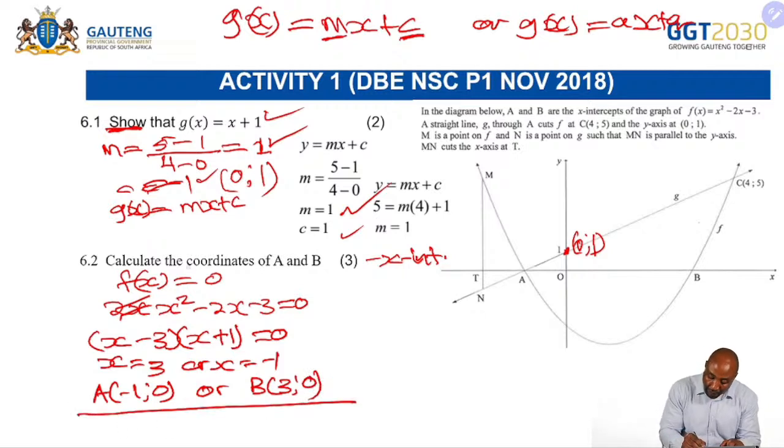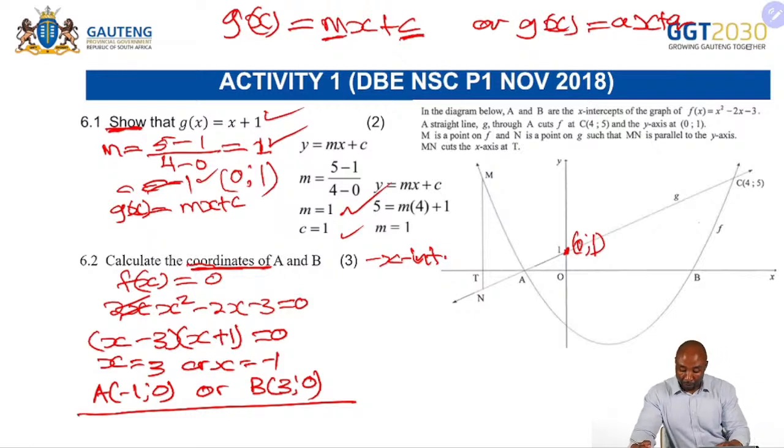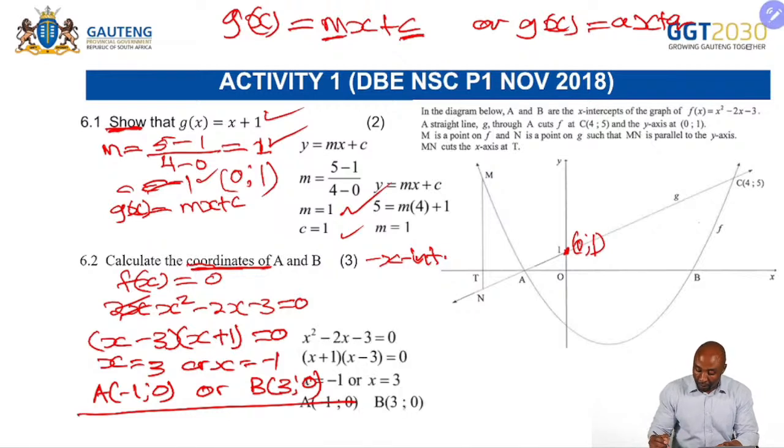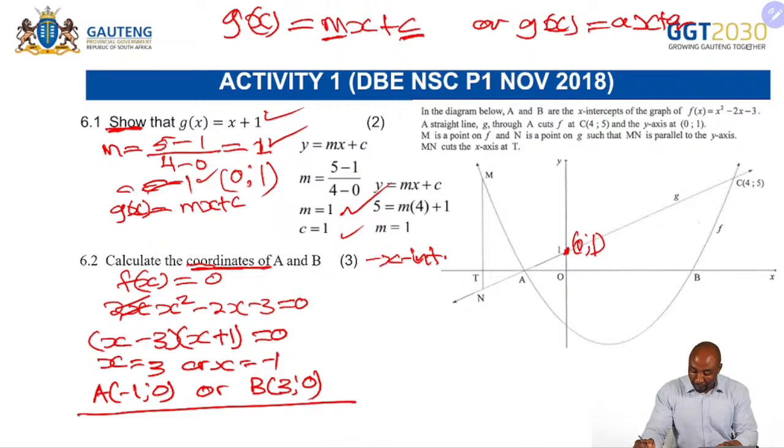The question is specific about coordinates. It didn't just say calculate the x-intercepts. It's the coordinates. So your final answer must be in coordinate form for this case. We move on to 6.3.